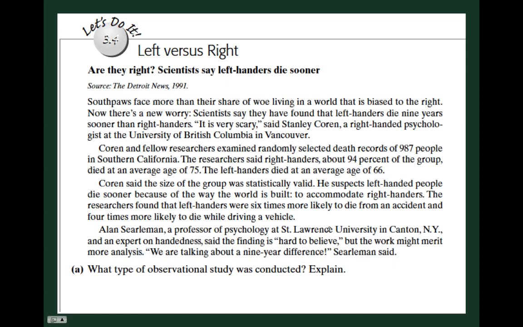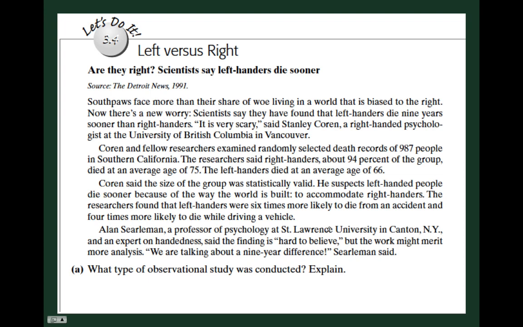Coren and fellow researchers examined randomly selected death records of 987 people in Southern California. The researchers said right-handers, about 94% of the group, died at an average age of 75, and the left-handers died at an average age of 66. Coren said that the size of the group was statistically valid. He suspects left-handed people die sooner because of the way the world is built to accommodate right-handers. The researchers found that left-handers were 6 times more likely to die from an accident and 4 times more likely to die while driving a vehicle.